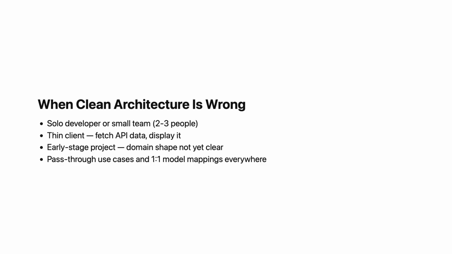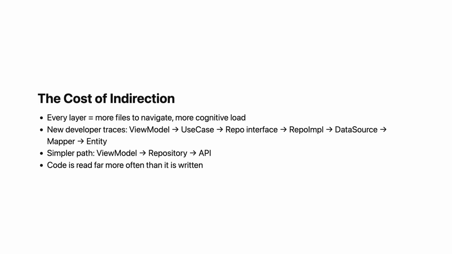Compare that with if view model calls repository, repository calls API. The bug is in one of 3 places. You can hold the entire flow in your head. Code is read far more often than it is written, and every layer you add makes reading harder. The question is never, should I add this layer? It is, does the benefit of this layer exceed its cost in my specific situation?